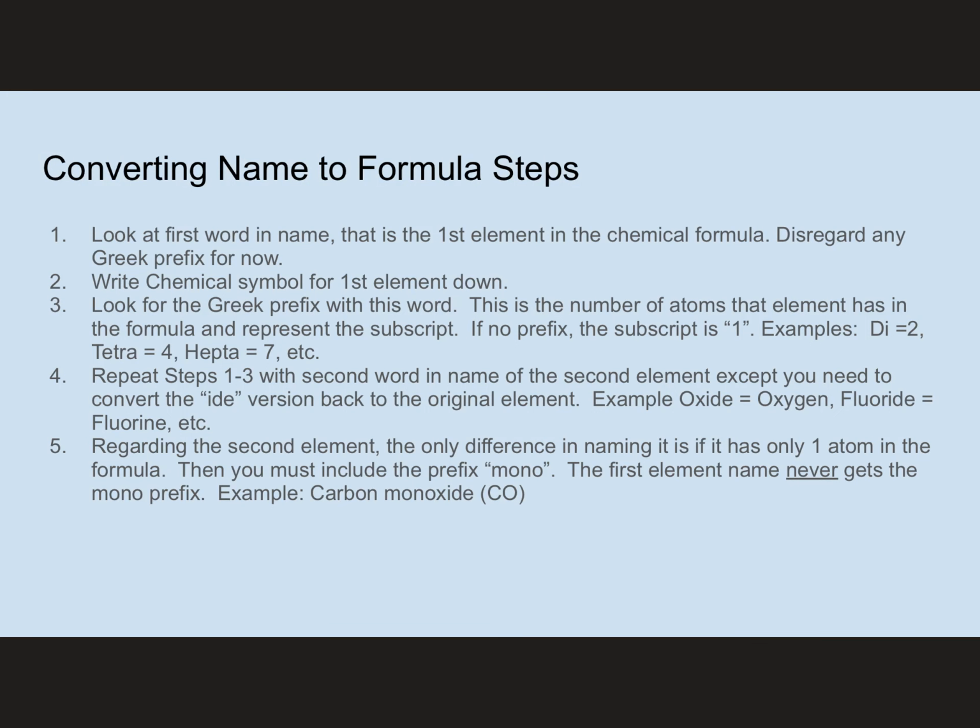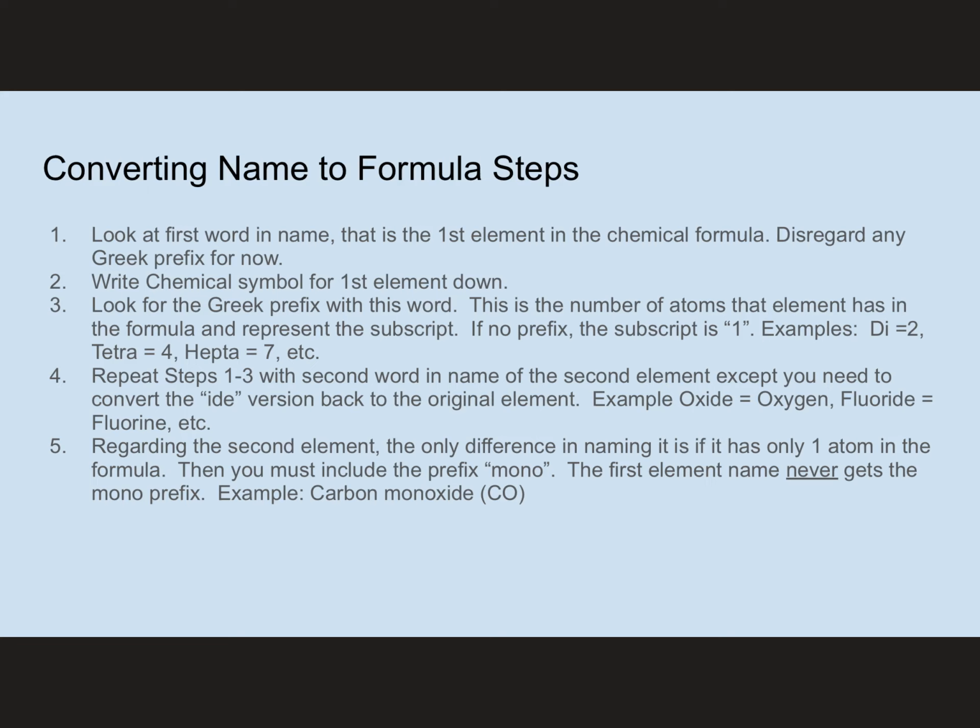Okay, there's a lot of words on this slide, and it looks like a lot of steps, but once you do it once or twice, you realize there's more words on here than what you're actually doing, right? So how do we translate a name into a formula? Well, we're going to look at the name first. The first word in the name is going to represent the first element in the chemical formula. We're just going to, right now, disregard any Greek prefix that goes with that name, and I'll get to that in a second. So you're going to look on the periodic table and write the chemical symbol for the first element written.